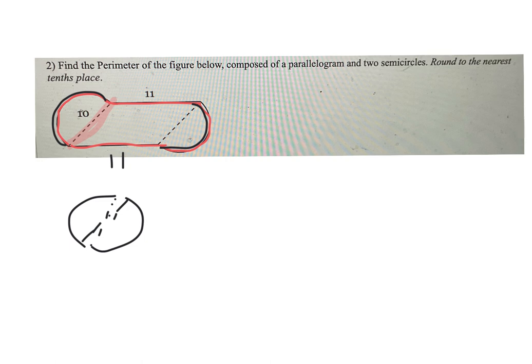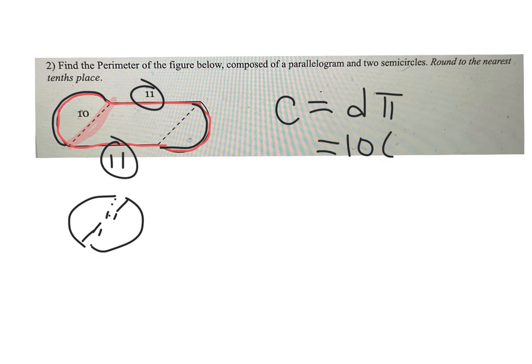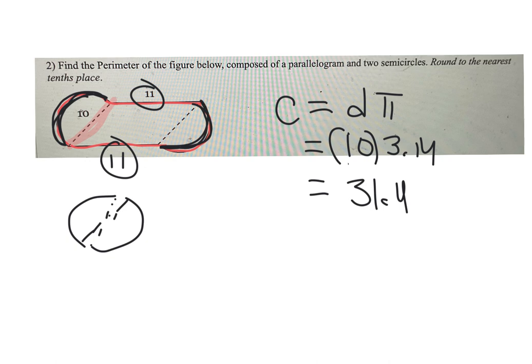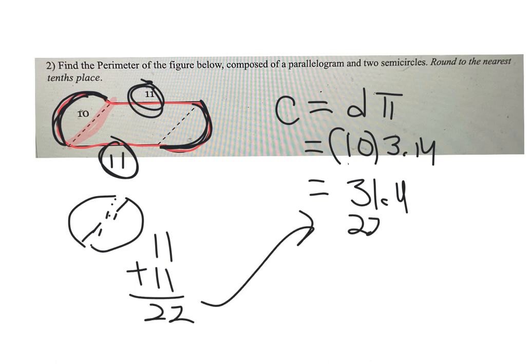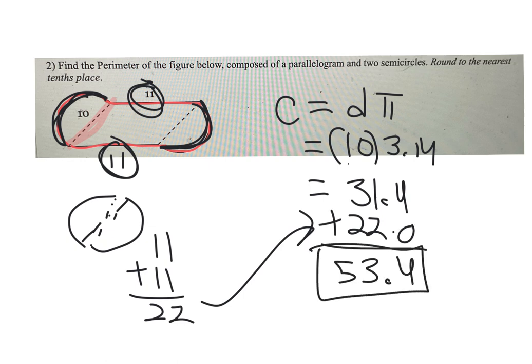So if you find the circumference of the circle, add that to your 11s, you should get the entire perimeter of that shape. Circumference is diameter times pi. Our diameter is 10, and we're going to use 3.14. Multiply that together, you're going to get 31.4, and that is the perimeter of the circular parts. Now, 11 plus 11, that is 22. So if you add your 22 to your 31.4, let's make that 22.0, you're going to get your final perimeter. And we're rounding it to the nearest tenth, which is what we have, so we are done.